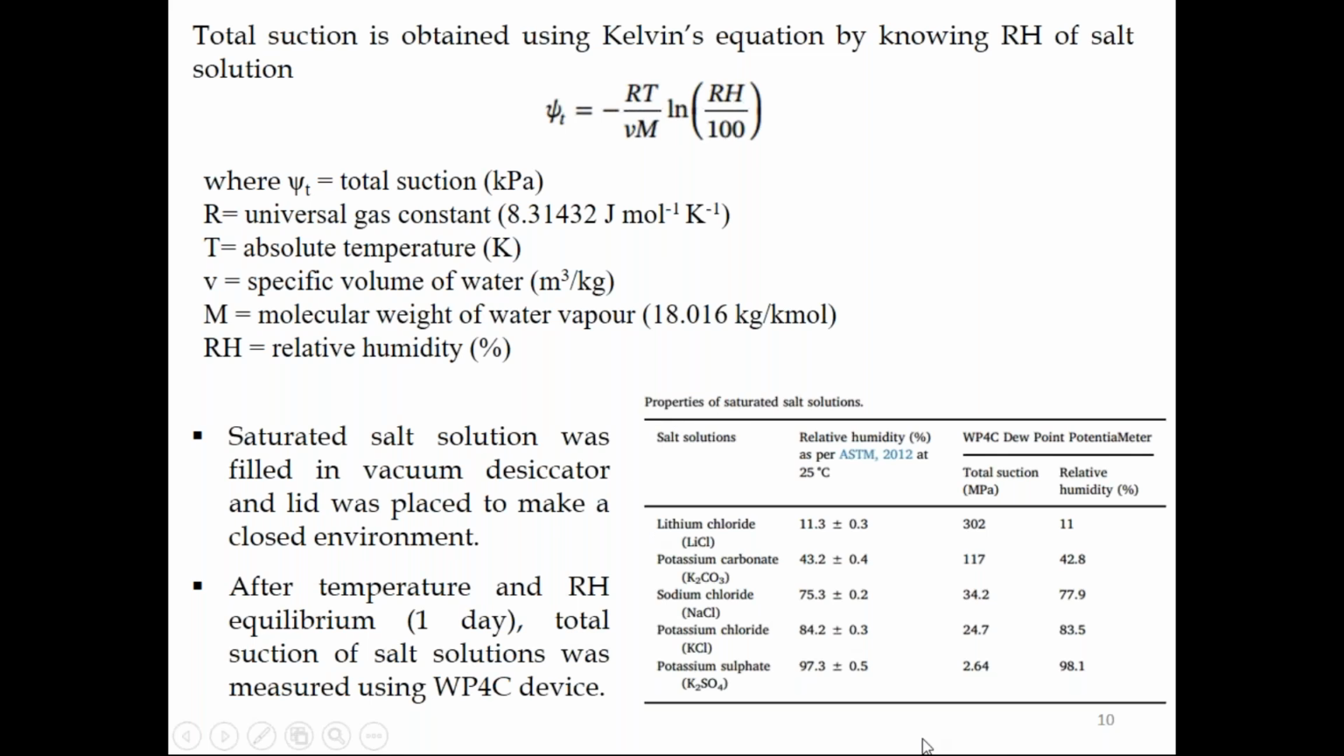So this table shows the total suction and relative humidity measured by the WP4C device. The device directly gives the total suction, and the relative humidity is obtained using the Kelvin equation. And this is the range given in the ASTM code, that is ASTM E104. It was observed that the relative humidity obtained from the WP4C device is in good agreement with the RH values given in the ASTM code.